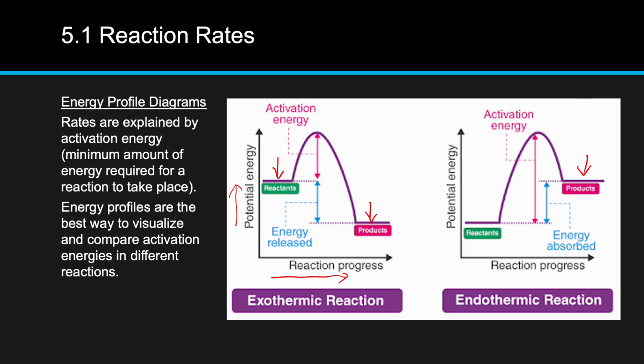Now let's compare the activation energy for these two reactions. We can see in this exothermic reaction, the amount of energy required for those particles to collide and actually become products is a lot lower than in the endothermic reaction. So we're going to be using these energy profile diagrams throughout Unit 5 to understand reaction rate and be able to compare different factors that affect that rate.